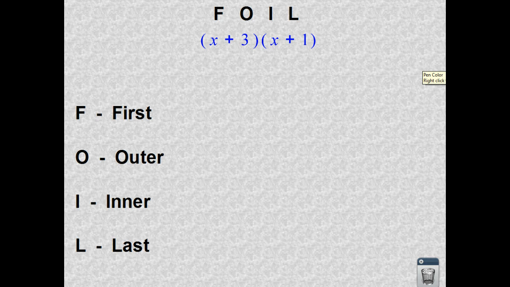I'm going to start labeling the set here. The F for the first would be the first term in each binomial. So we have an F being the x, and in the other binomial, the F is the other x. I'll do the outer and the inner last. Now the last would be the last term. So positive 3 is the last term in the first binomial, and positive 1 is the last term in the second binomial.